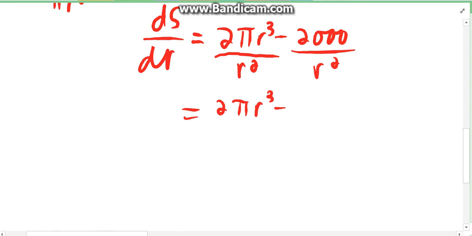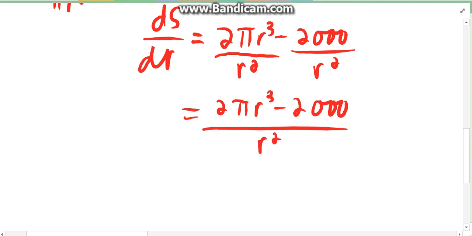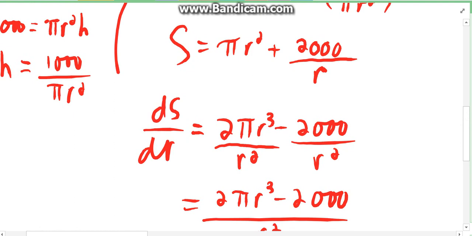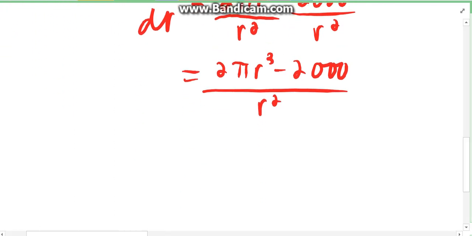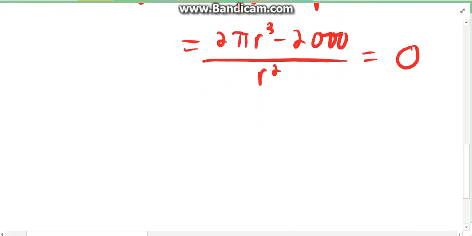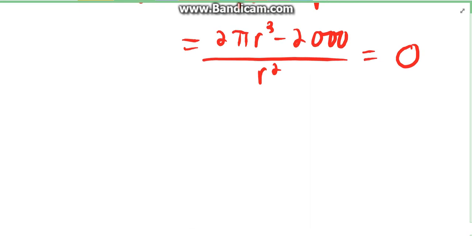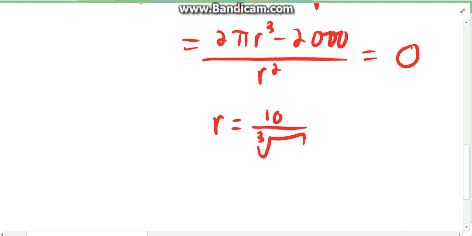So it's 2 pi r cubed minus 2,000, all over r squared. And now we need to know where that's 0. If you solve the numerator for 0, you're going to do 2,000 divided by 2 pi, and then take the cube root of that. So that's going to happen when r is 10 over the cube root of pi, because the cube root of 1,000 is 10, and there's a pi in the denominator.